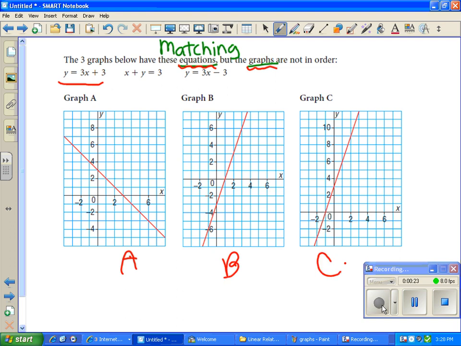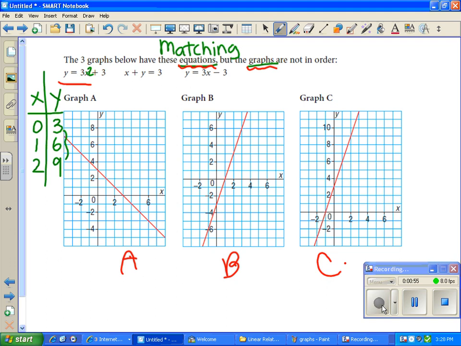So what we can do is take a look at this line and maybe plug in a few values, like let's take 0, 1, and 2 and plug them into our equation. So 3 times 0 is 0, plus 3 is going to be 3. 3 times 1 is 3, plus 3 is 6. And lastly, 3 times 2 is 6, plus 3 is 9. You might notice a pattern, they go up by 3's.